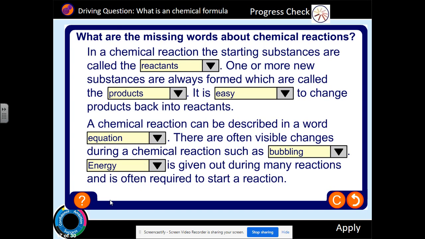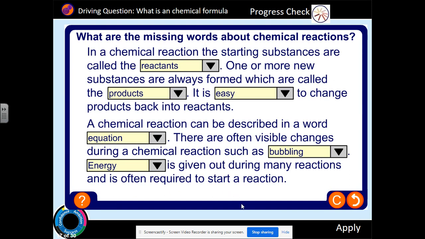So let's read this to see if it makes sense. In a chemical reaction, the starting substances are called the reactants. One or more new substances are always formed, which are called the products. It is easy to change products back into reactants. A chemical reaction can be described in a word equation. There are often visible changes during a chemical reaction, such as bubbling. Energy is given out during many reactions and is often required to start a reaction.